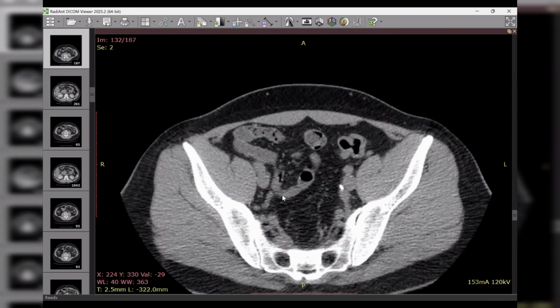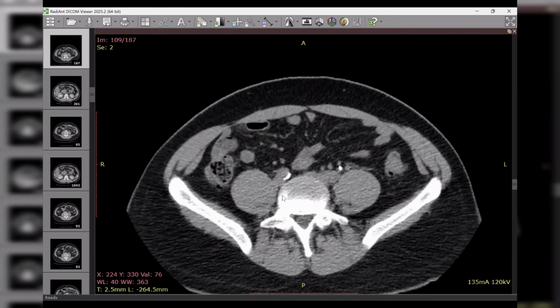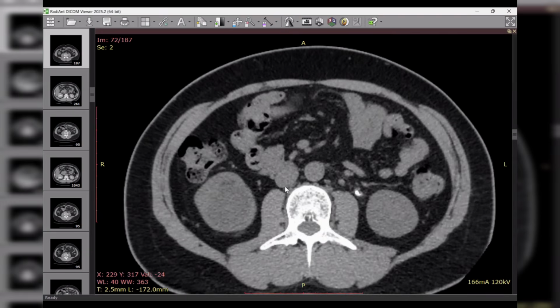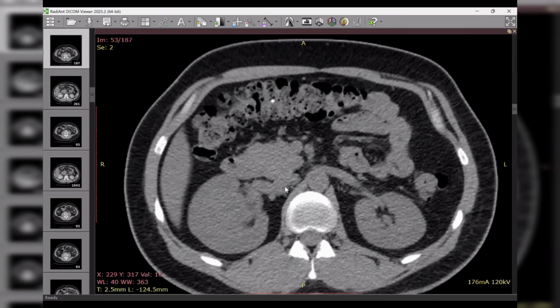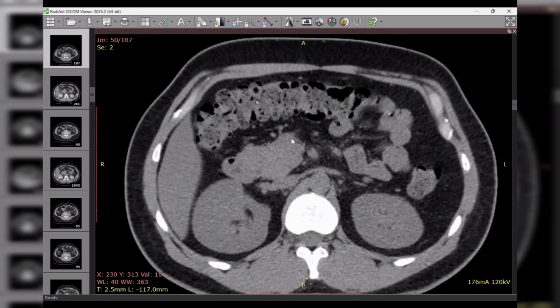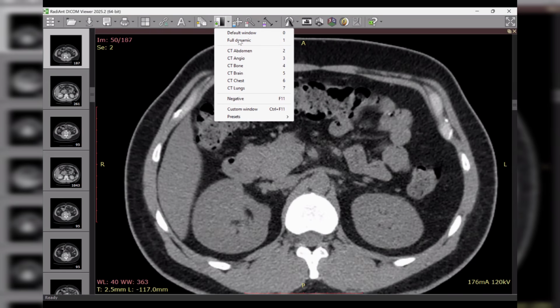Okay. What else do you want to do? Okay, I'd like to have a look at it in coronal, and I'd like to give contrast for this mass-like lesion which is seen on the right side.